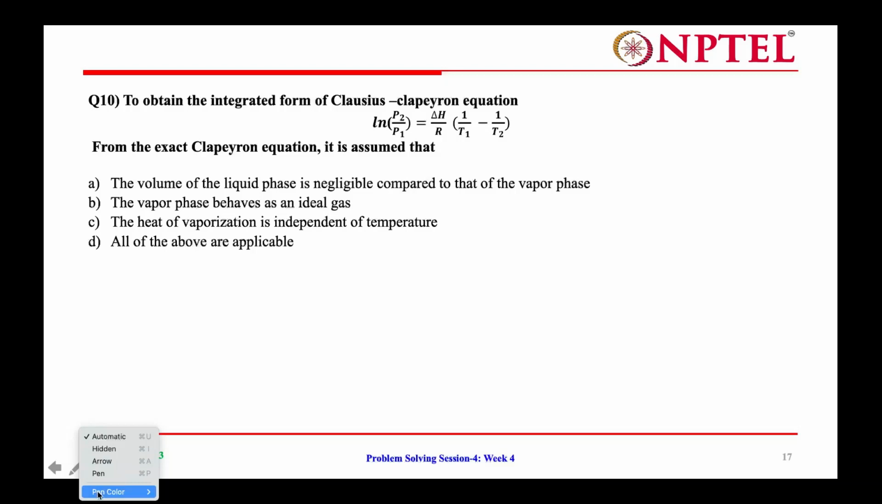So based on the Clapeyron and Clausius-Clapeyron equations, question number 10: to obtain the integrated form of the Clausius-Clapeyron equation, here is the expression: ln(P2/P1) equals delta H by R into (1/T1 minus 1/T2). From the exact Clapeyron equation, it is assumed that the vapor phase behaves as an ideal gas and the heat of vaporization is independent of temperature. So option A is correct, right? Yes, yes. Okay.